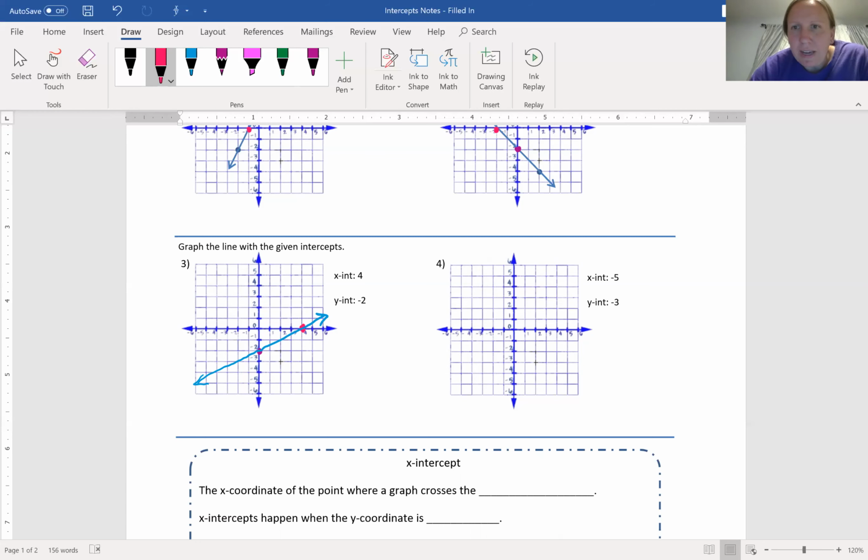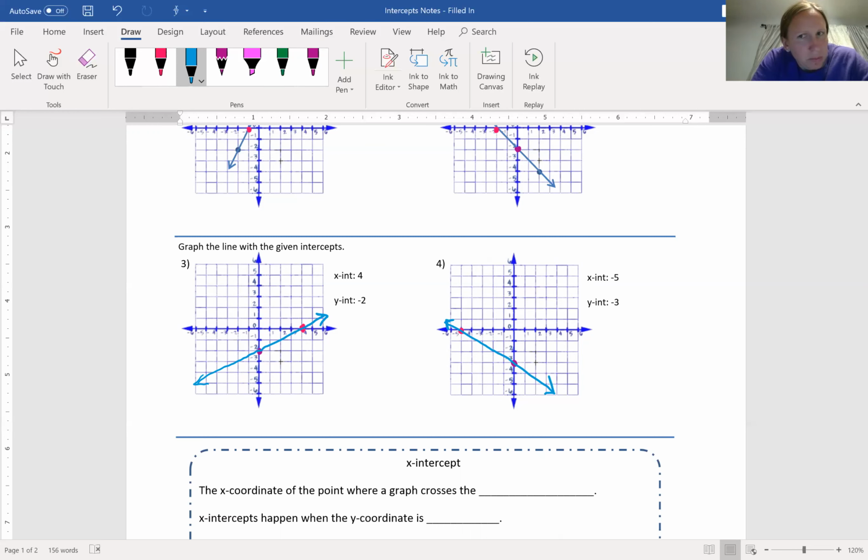For number 4, the x-intercept is -5, which is over there. Our y-intercept is -3, which is right there. And now those are 2 points on the line. So we connect them like so.